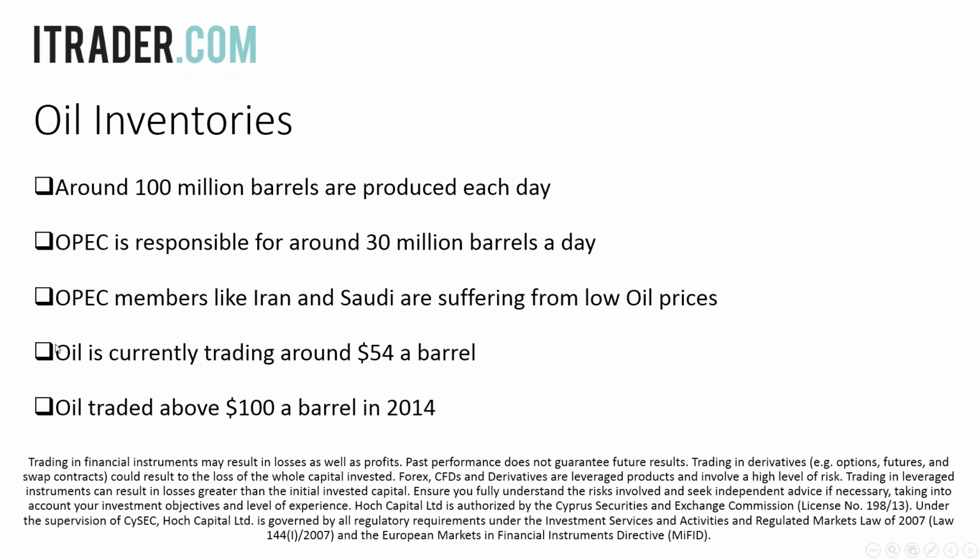OPEC is an organization since the 60s, and OPEC members like Iran and Saudi Arabia are suffering from low oil prices. Oil is currently traded around $54 per barrel. Oil traded above $100 a barrel in 2014, and let me show you that.